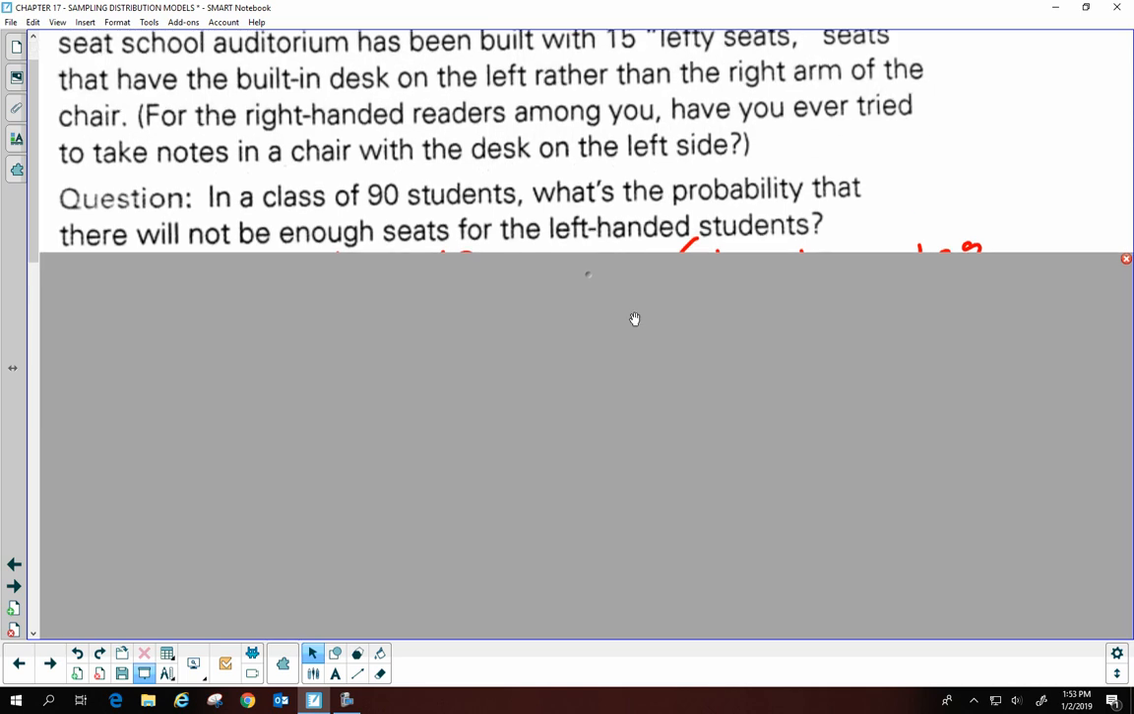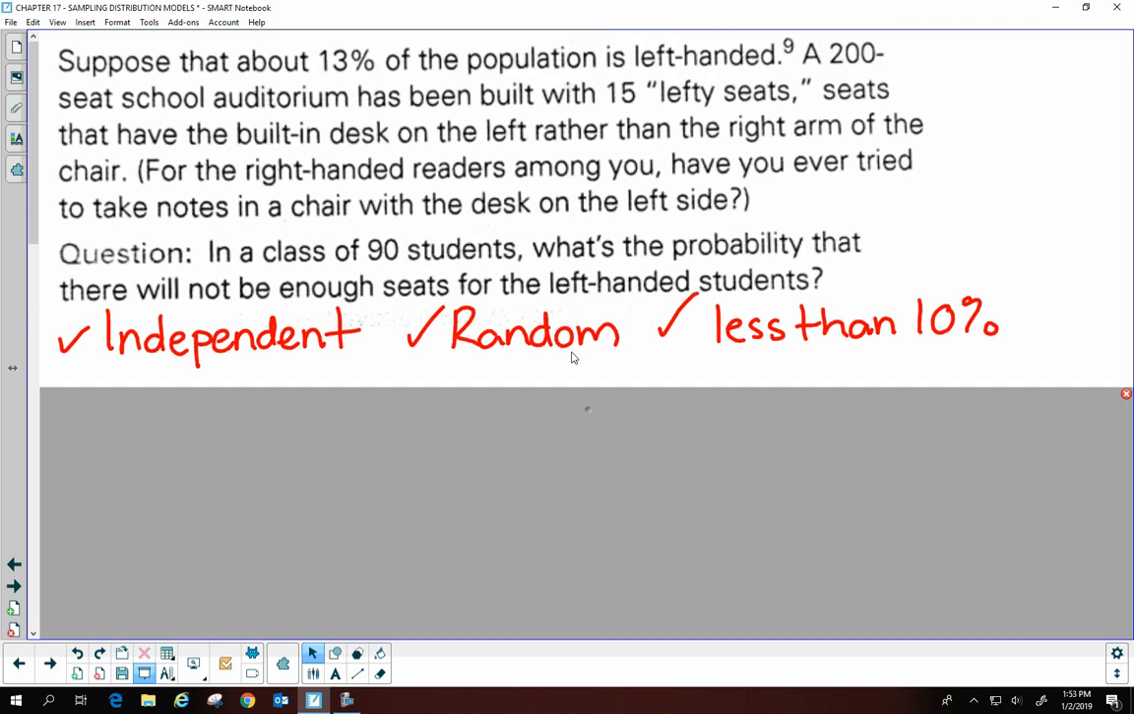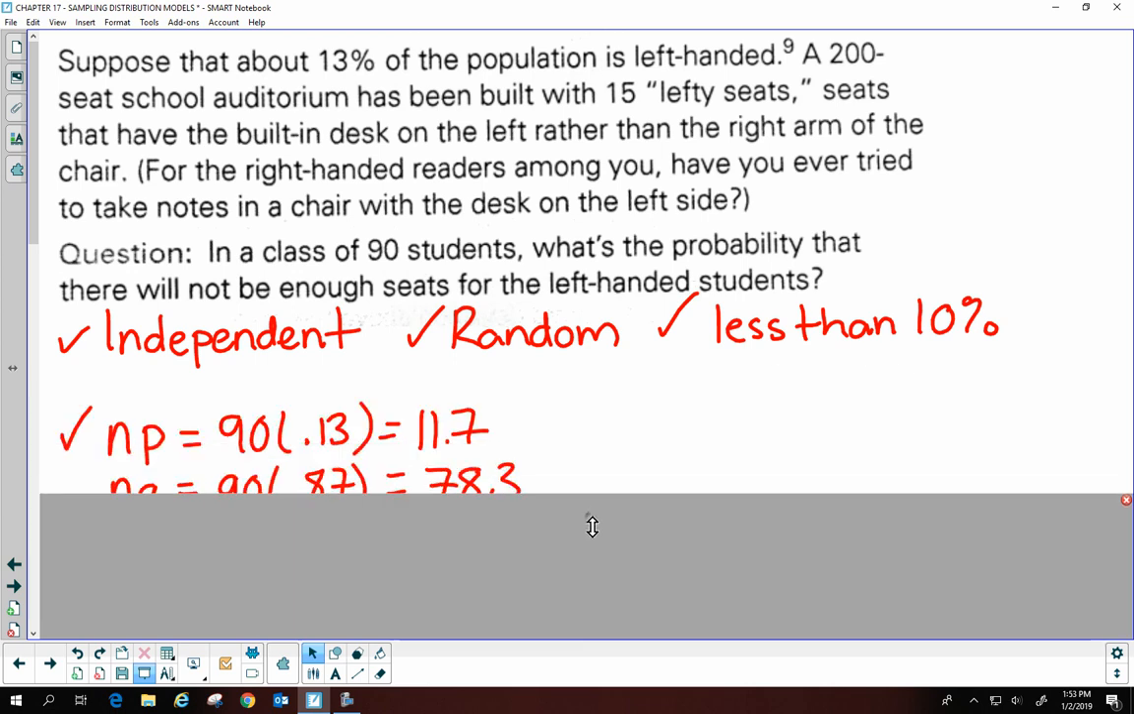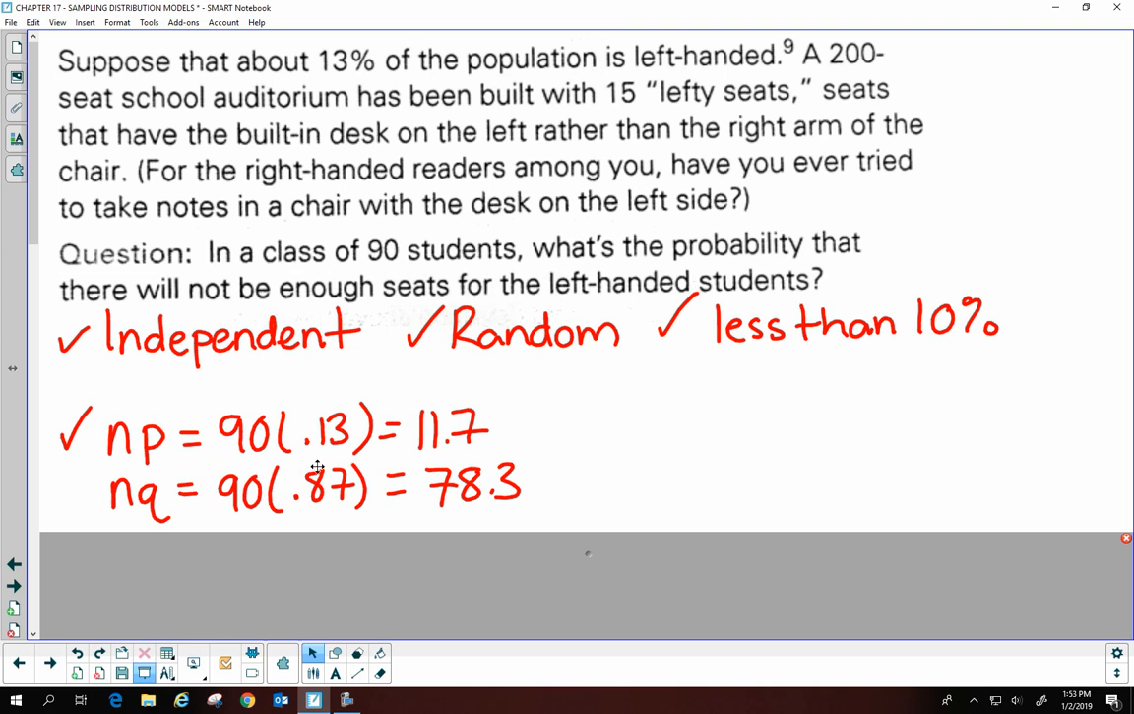So we have proportions here. We're probably going to use a normal model to see the percentage or the probability that we won't have enough seats. And so we need to check conditions. Our sample of 90 students, these students are going to be independent of each other. One person's not a lefty because the other one is. Classes are usually randomly put together, so this collection of 90 students is random. It's less than 10% of the population. If we check our np, nq, using that 13% that's reported to us, and then 1 minus 0.13, we should expect 11.7 lefties and 78.3 non-lefties, and so those are both bigger than 10, and we're good to go.